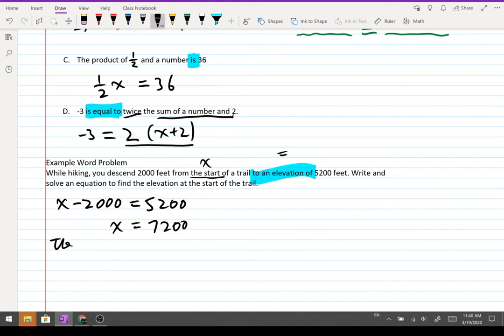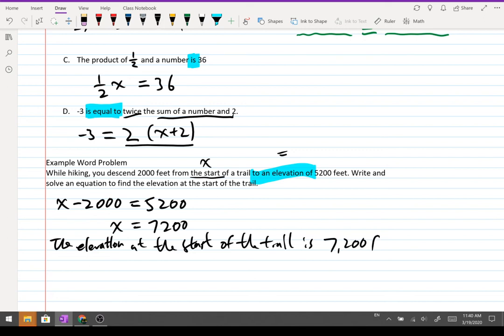Which means that we need to answer the question. Let's write it in the same wording as the question. The elevation at the start of the trail is 7,200 feet. F-E-E-T. So that's how we write and solve an equation from a question.